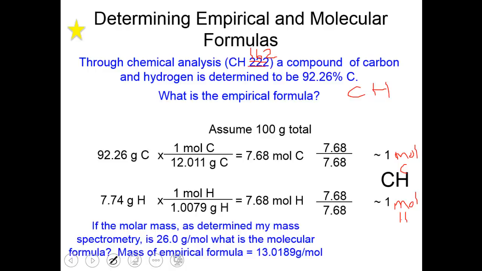Now, it says if the molar mass was determined by a mass spectrometer, as we just saw in the video, to be 26, what is the molecular formula? Right now, the mass of the empirical formula is 13.0189 grams per mole. The actual molecule in nature has a mass of 26. The empirical formula has a mass of 13. So the molecule is 2 times as big. We take the empirical formula and multiply it by 2, and so in nature, the molecule's actual formula is C2H2, as it pops up on the screen.